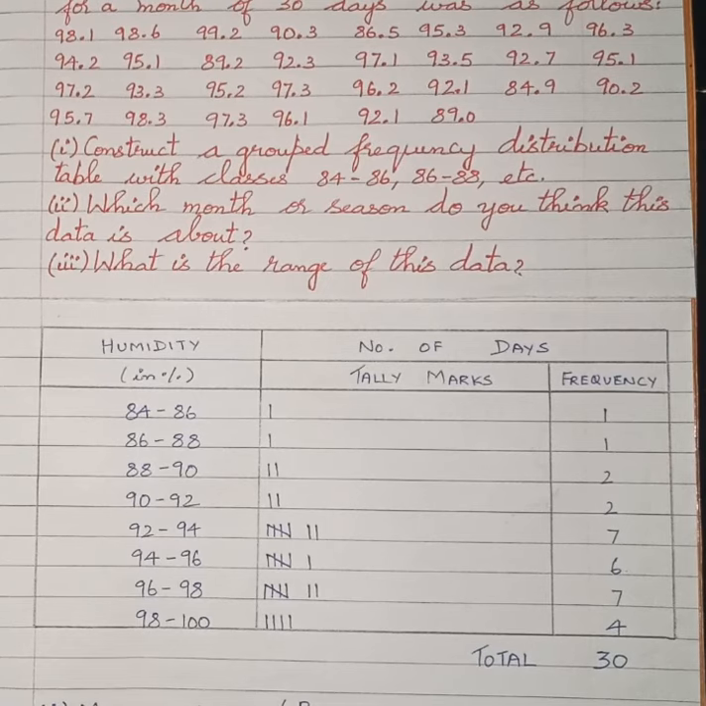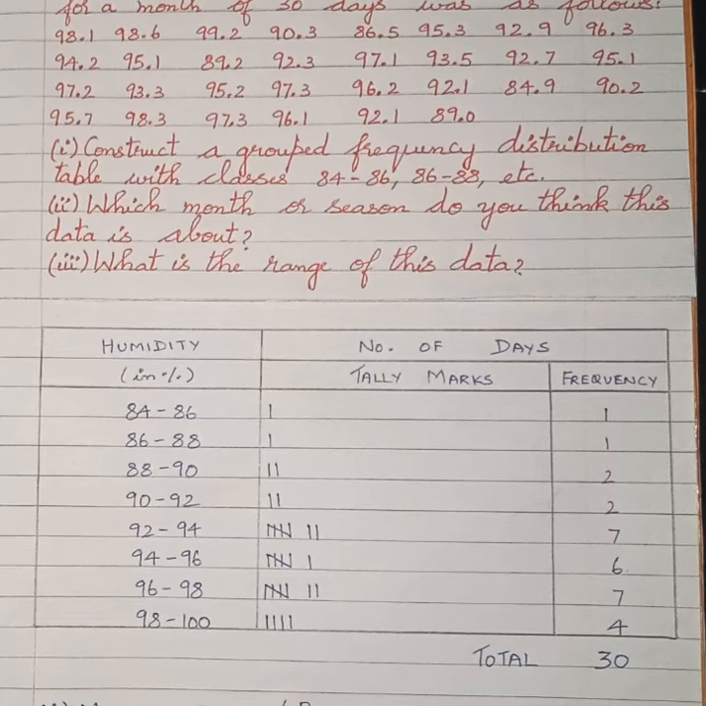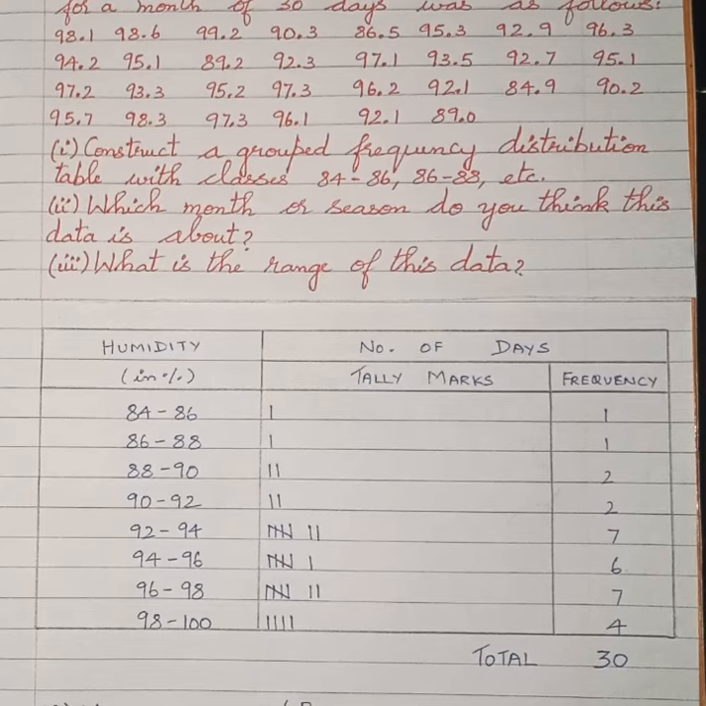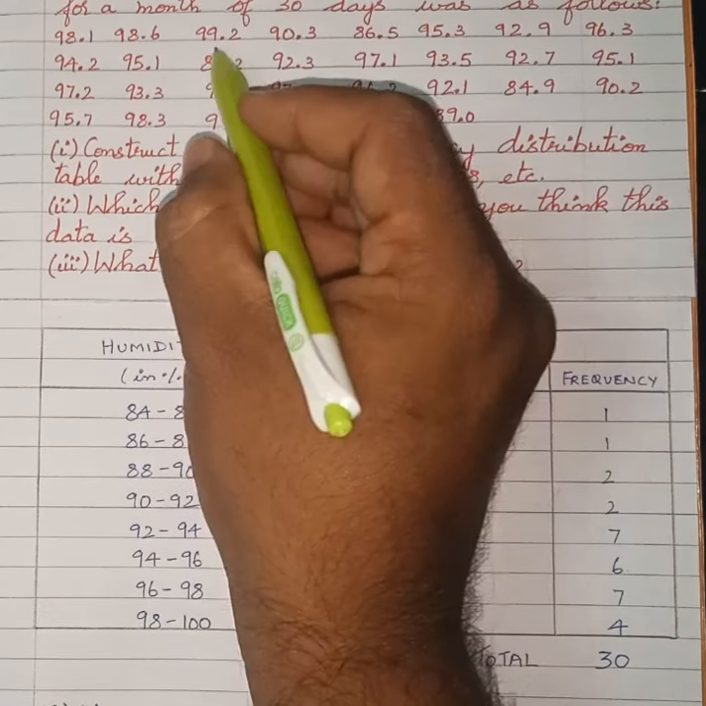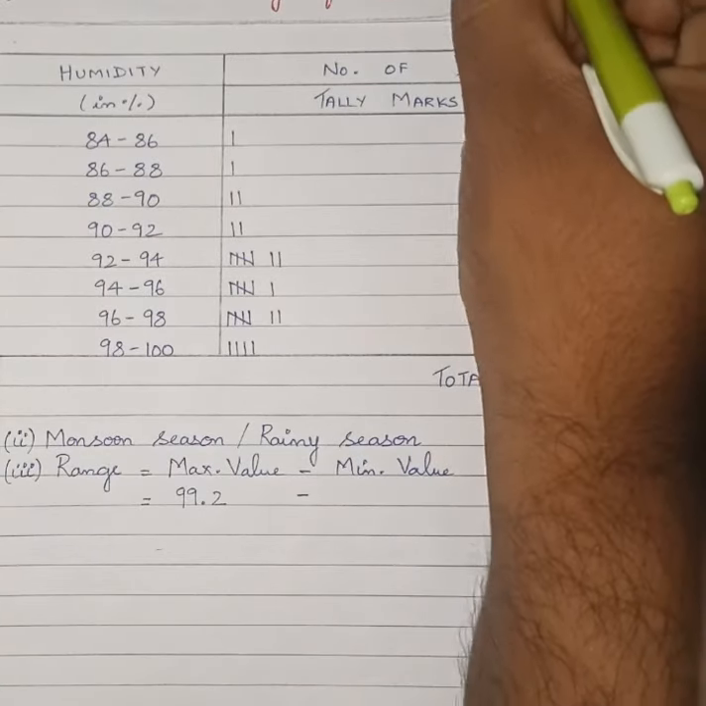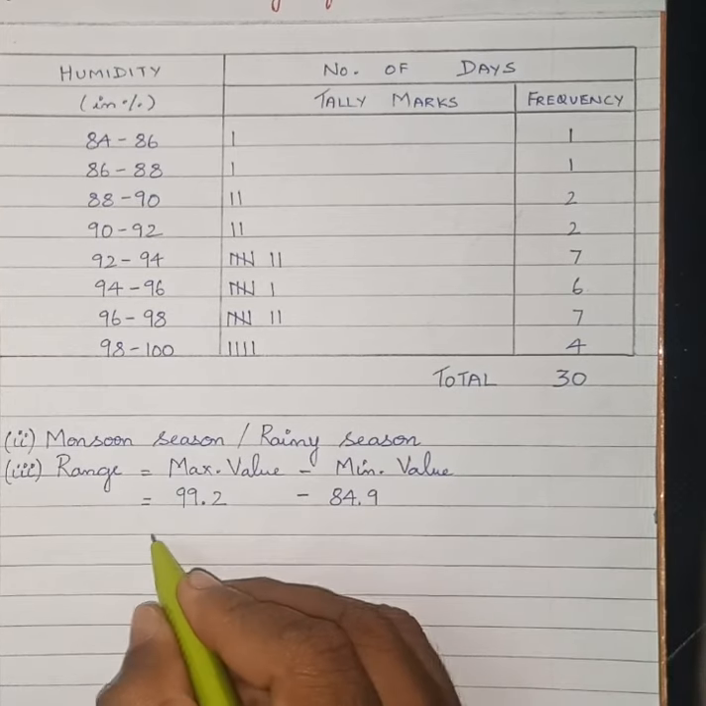Then third subdivision, they are asking what is the range. Now range is the difference between the maximum value and the minimum value in the given data. Max value minus minimum value. We are going to find the difference now. In the data you can see that the maximum value is 99.2. So we are going to write 99.2 minus, you can see that the minimum value is 84.9. So when you subtract these two, you will get the range.